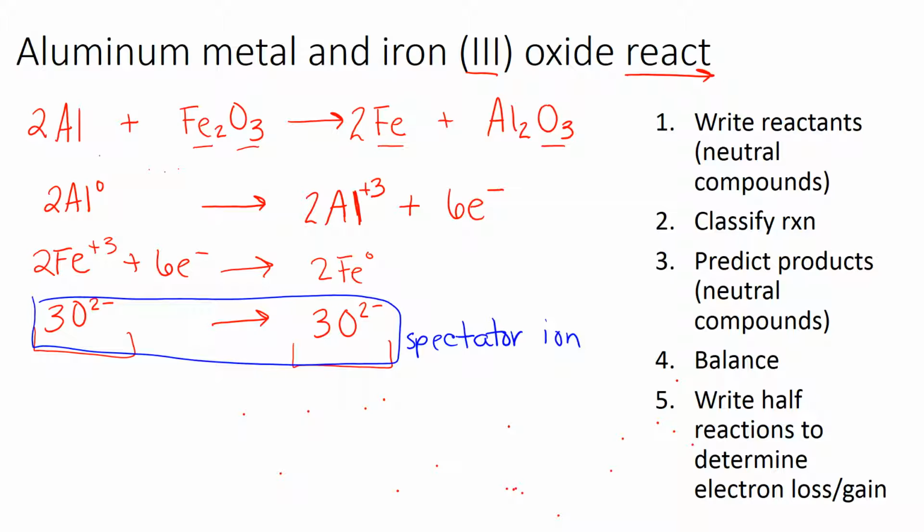So let's go back to aluminum and iron. Aluminum started out neutral and then lost electrons to come up with a positive 3 charge. Because they lost electrons, we can consider aluminum to be oxidized. Iron gained electrons to become neutral. Because it gained electrons, iron was reduced.